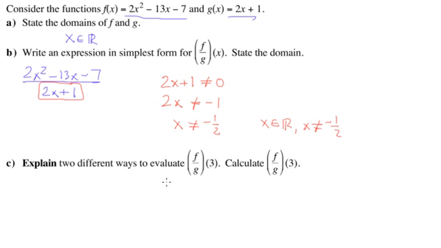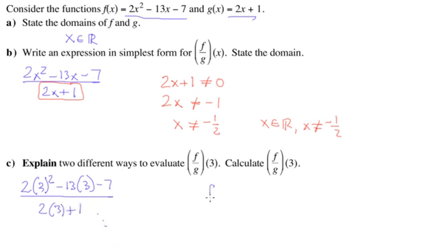And explain two different ways to evaluate f over g of 3. The first way is to take this combined function and plug 3 into it. So 2 times 3 squared minus 13 times 3 minus 7, over 2 times 3 plus 1. You can evaluate that and it'll give you a number.